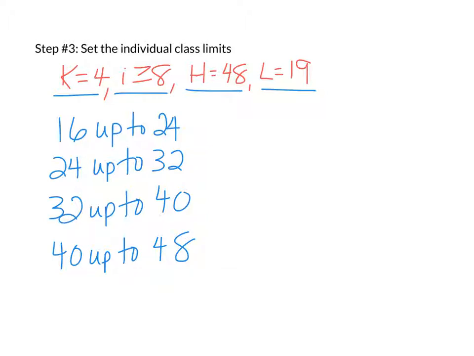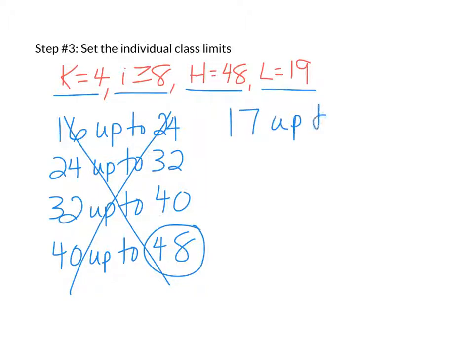Now I have an issue because my 48 here does not include my highest value. That would have to be in the next class. So I'm going to have to scrap this plan for my class limits, and I'm going to have to go ahead and start at a new value. I'm just randomly going to choose 17. You can choose whatever value you want as long as it accommodates your data.